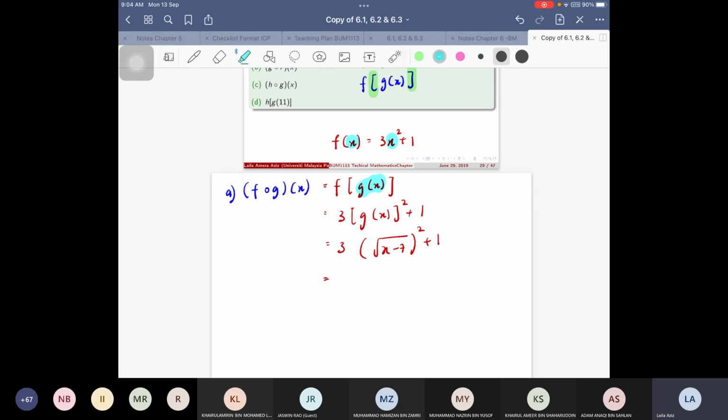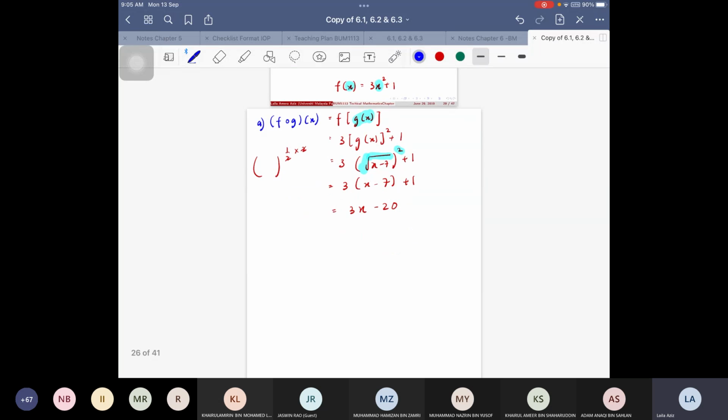Sebab kita tahu bila ada square root dan juga square, so square root ni dia adalah kuasa setengah. So bila kita squarekan dia, maknanya kita darab dia dengan setengah, automatically dia akan neutralize, dia akan jadi kuasa 1. So ni akan jadi 3 darab x tolak 7 tambah 1. Which if you were to simplify, you akan dapat 3x. So ni akan jadi negatif 21 tambah 1. So that is going to be a negative of 20. So that is going to be our function, composite function of f of g(x).